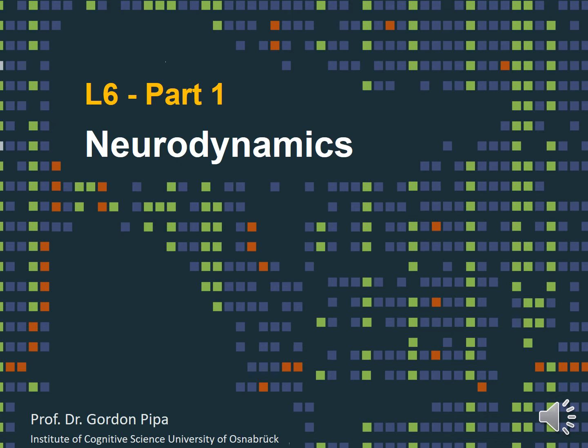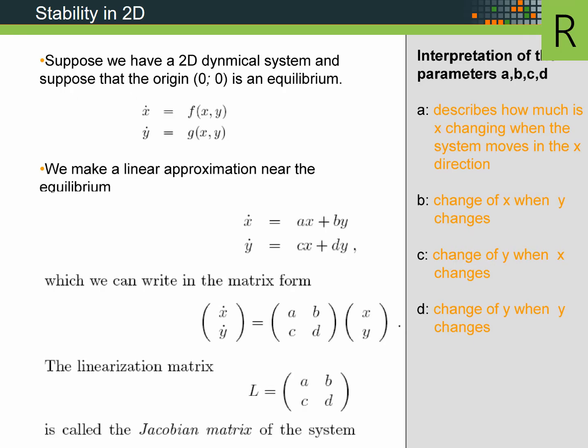This is the Neurodynamics lecture series, lecture 6, part 1. A quick rehearsal. Last time we talked about stability in 2D. For that we introduced two coupled differential equations that describe the change of x, here x dot, and the change of y, here y dot.